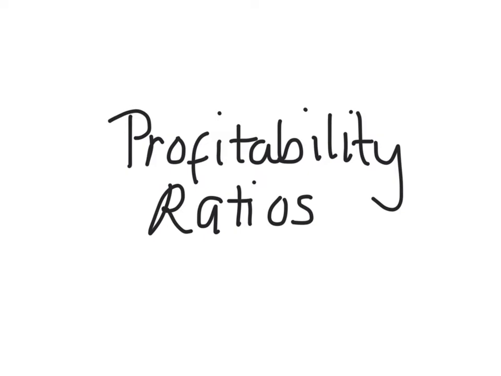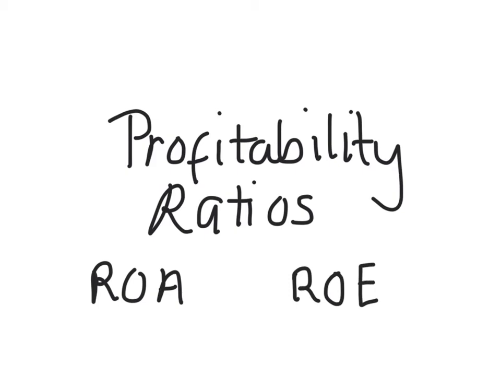Two other important profitability ratios to think about are return on assets, also known as ROA. The ROA measures how well a company is able to take its assets and turn them into profits. And then return on equity, ROE. The ROE measures how much profit a company can generate with shareholders' investments or shareholders' equity.